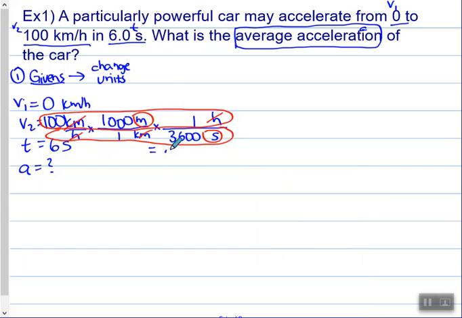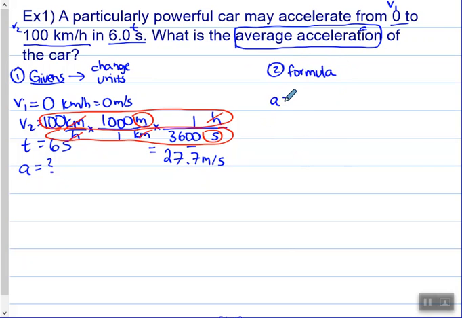And we end up getting 27.7 repeating meters per second. So we have meters per second. 0 kilometers an hour is also 0 meters per second, so there isn't really anything we need to do there, and time is in seconds, so we're good. Now we can move on to our second step, which is writing out our formula.